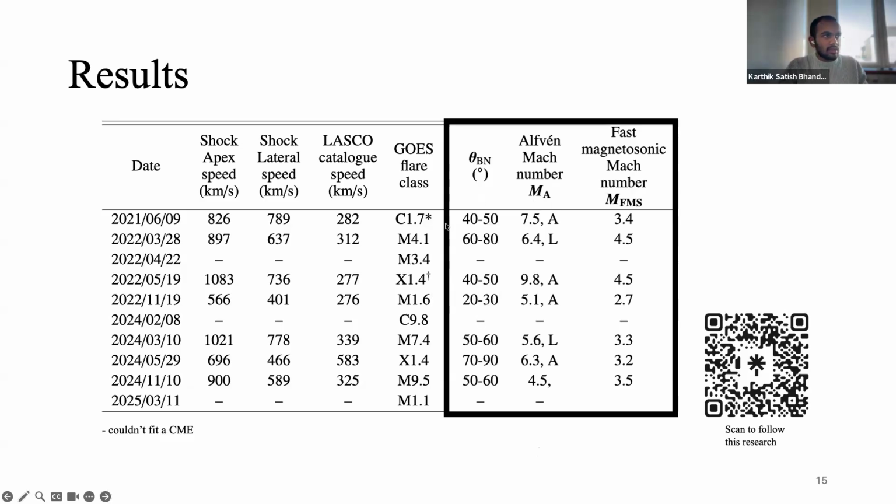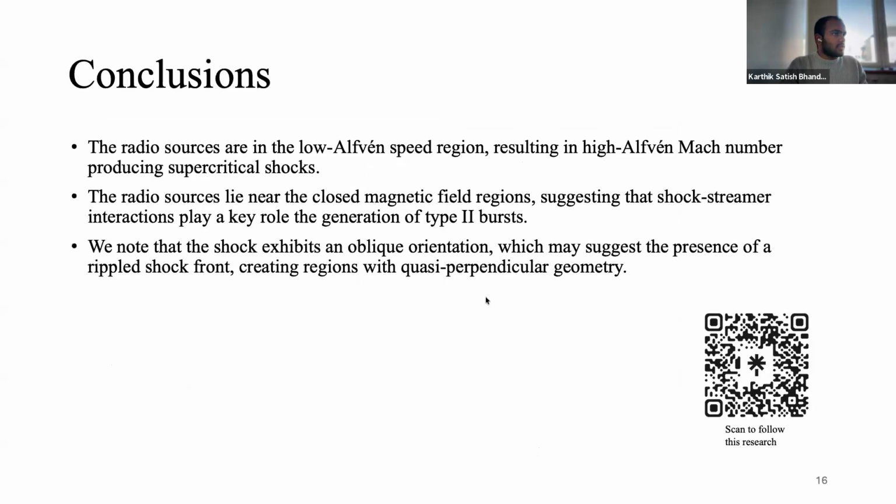The second thing to notice is that the theta PN angle is not always close to 90. Apart from this event, we always find that they are quasi-parallel or oblique in nature, hinting at a more complicated structure of these shock waves. So those are the key conclusions that we get.